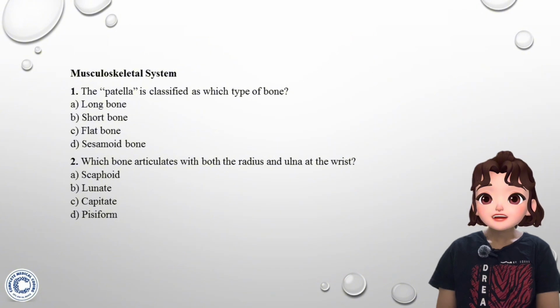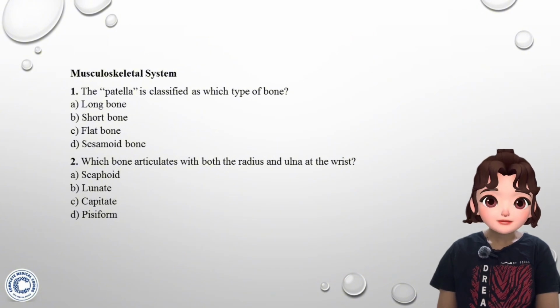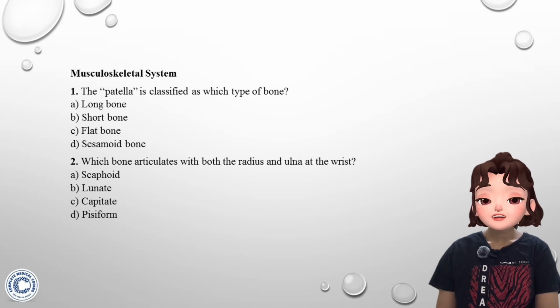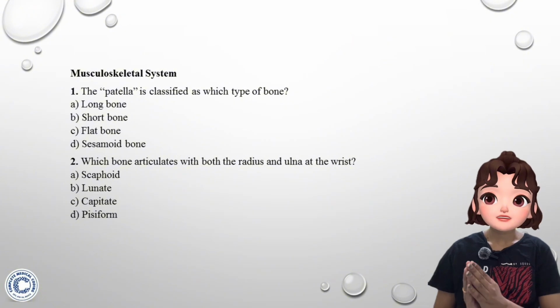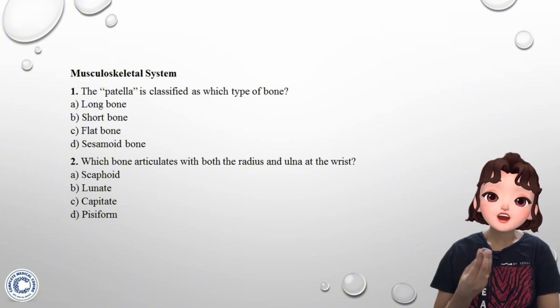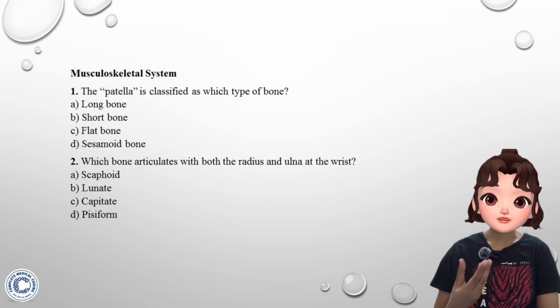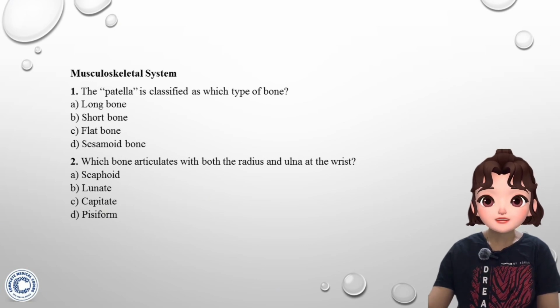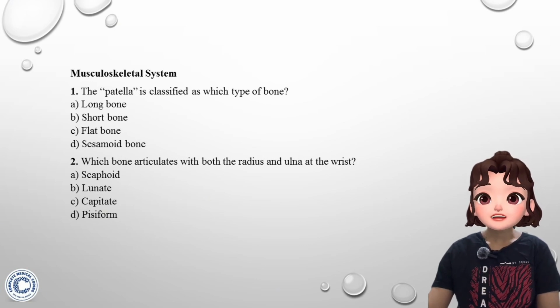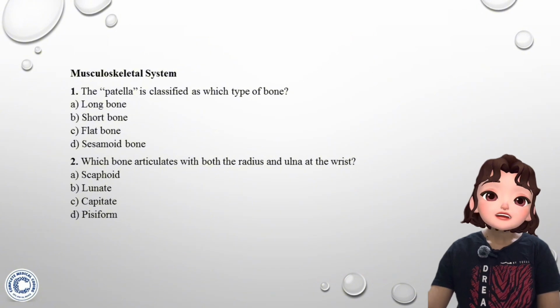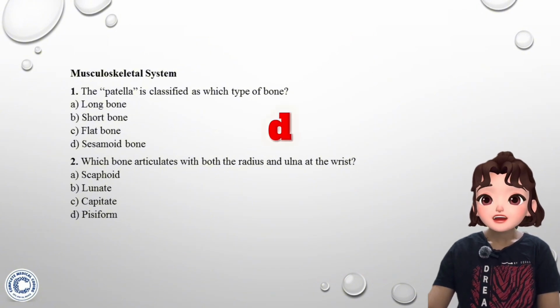The patella is classified as which type of bone? Where is patella bone located? Okay, long bone, short bone, flat bone, sesamoid bone. Sorry, this is not the location of patella. It is classified as which type of bone? Is it a short bone, long bone, flat bone, or sesamoid bone? So patella is usually classified as sesamoid bone. Okay, answer is option D, sesamoid bone.